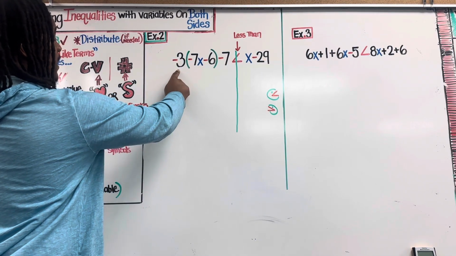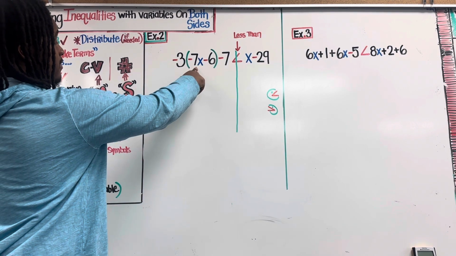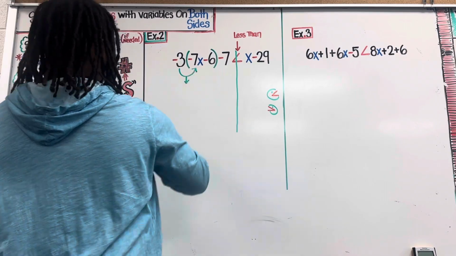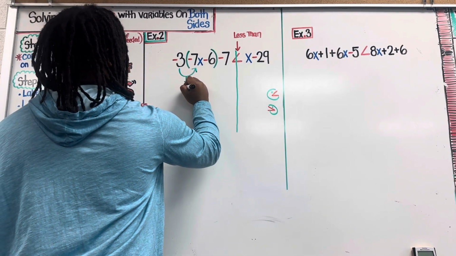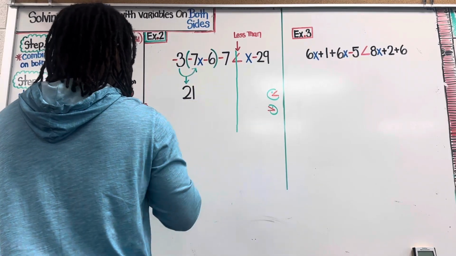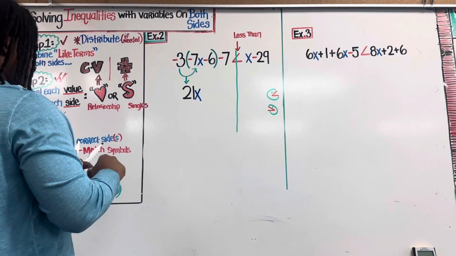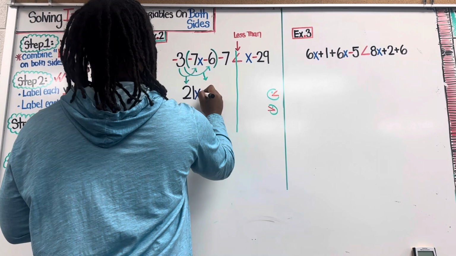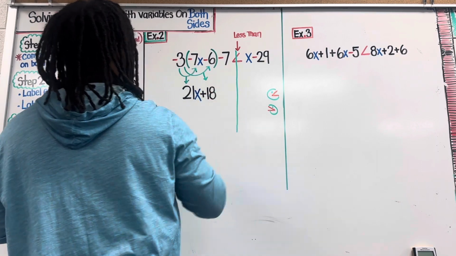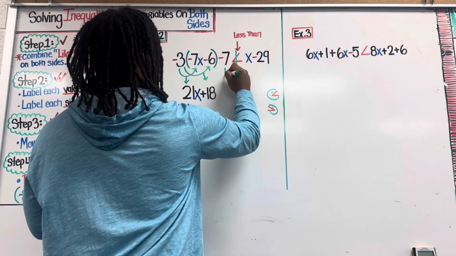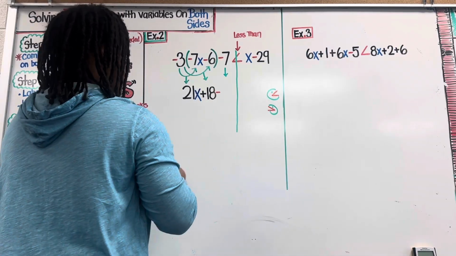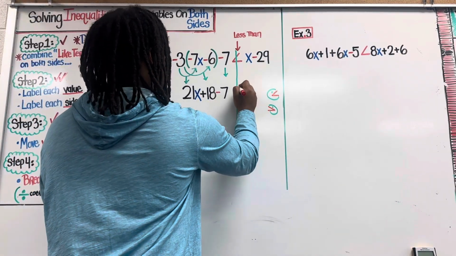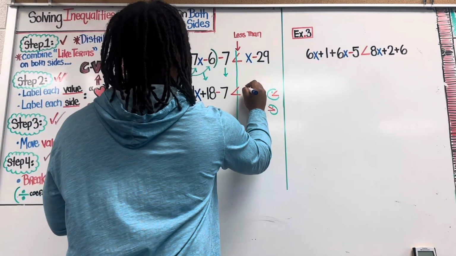I need to bring it out by multiplying it by -3. So I'm going to multiply -7x by -3, and I'm going to multiply -6 by -3. -7x times -3 is a positive, because a negative times a negative is a positive: positive 21x. Next, -3 times -6 is a positive 18. So I have successfully distributed, and then I bring down the -7. It just comes down, since I'm rewriting the inequality as I go. Now I have 21x plus 18 minus 7 is less than x minus 29. I still have x minus 29 on the opposite side.